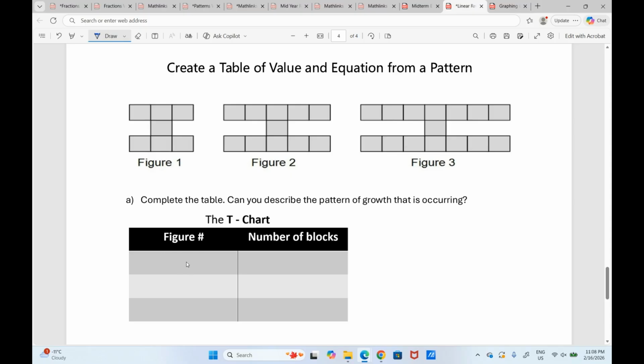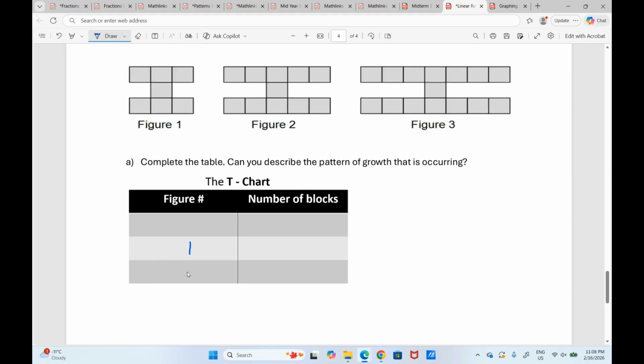I'm going to start at figure number 1. I'm just going to draw 1 here, and I'll show you guys why later. I'm going to draw figure 2 here, and then figure 3 here. In figure 1, I have 1, 2, 3, 4, 5, 6, 7 blocks. Now in figure 2, I have 1, 2, 3, 4, 5, 6, 7, 8, 9, 10, 11 blocks. And in figure 3, I have 1, 2, 3, 4, 5, 6, 7, 8, 9, 10, 11, 12, 13, 14, 15 blocks.